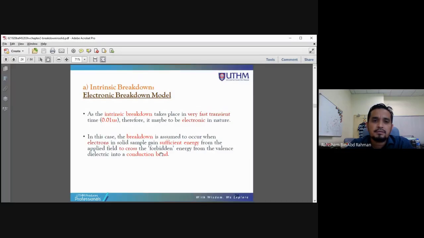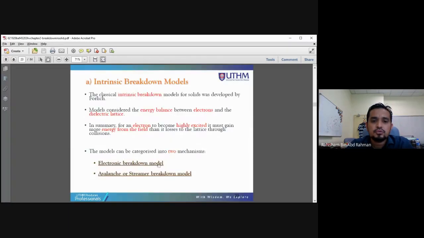Okay, we have to describe the intrinsic breakdown. We have two models, in which the first is the electronic breakdown model, and the second one is avalanche or streamer. So this one is the streamer, this one is the Townsend. The first one is Townsend, described by Townsend. The second one is described by streamers.